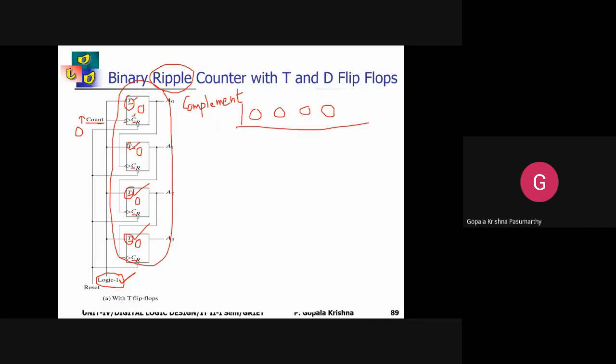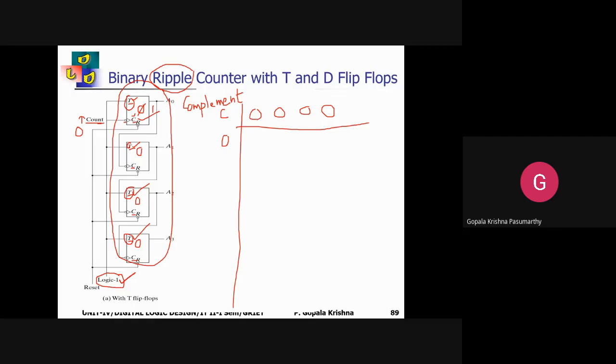Can you see the bubble? For example, I have given my count as 0. If the count is 0, since this bubble is 0, there is a bubble means complement. So 0 complement is 1. So the clock input of the first T flip-flop is highlighted, means this clock becomes active. If this clock is active, this 0 becomes 1, because I told you this T is 1 already.